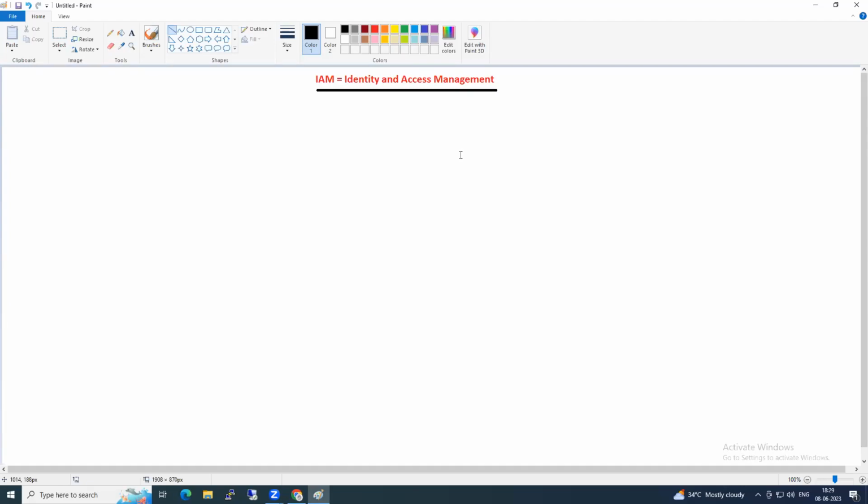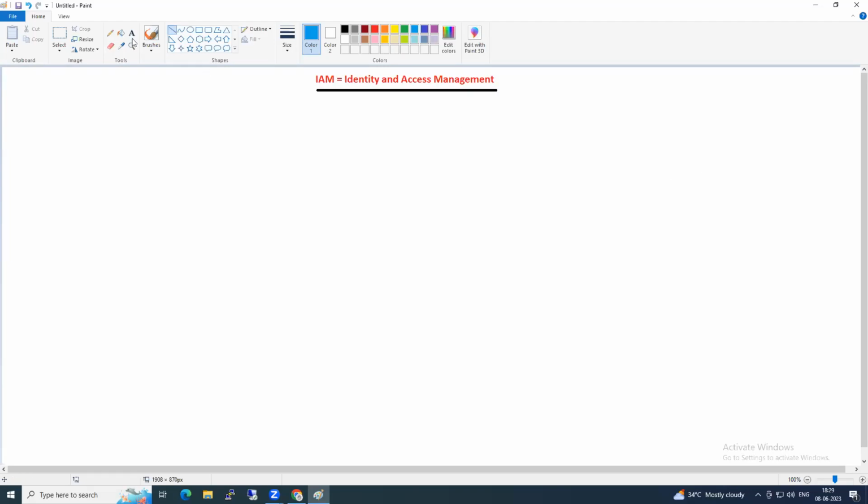So there are 2 types of accounts. What are those? Root account and IAM account. Or you can call it root user or IAM user. Tell me, what are the 2 accounts? Root account and IAM account, or root user or IAM user. Got it? I'll write it.